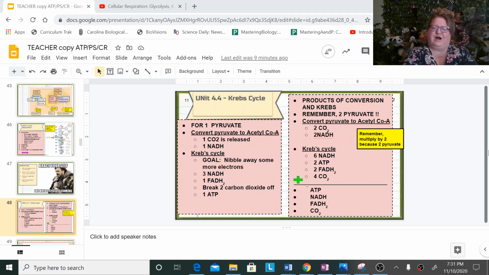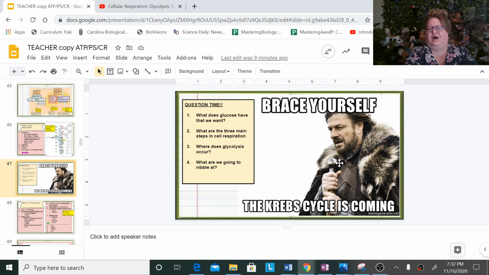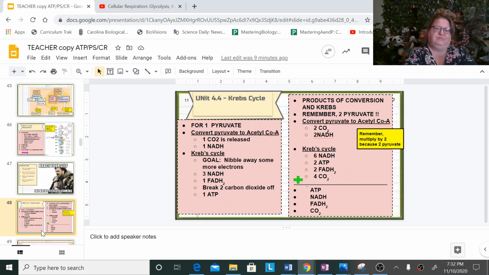So let's dive into Krebs cycle a little bit. And just so you know, part of the reason why a lot of students don't like it is if you truly had to know it all, it's nuts. It's crazy. But we don't have to know it all. I want to show you the main ideas.